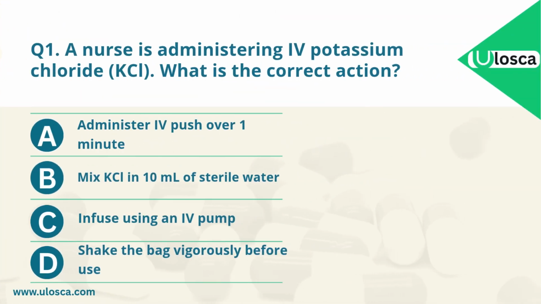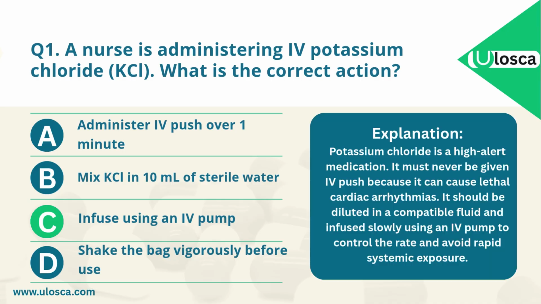The correct answer is C. Infuse using an IV pump. Explanation. Potassium chloride is a high-alert medication. It must never be given IV push because it can cause lethal cardiac arrhythmias. It should be diluted in a compatible fluid and infused slowly using an IV pump to control the rate and avoid rapid systemic exposure.